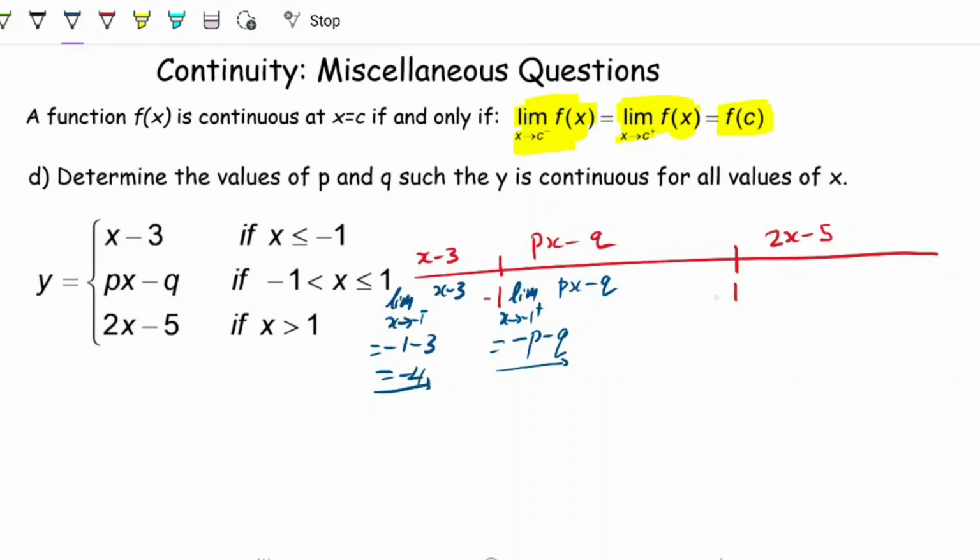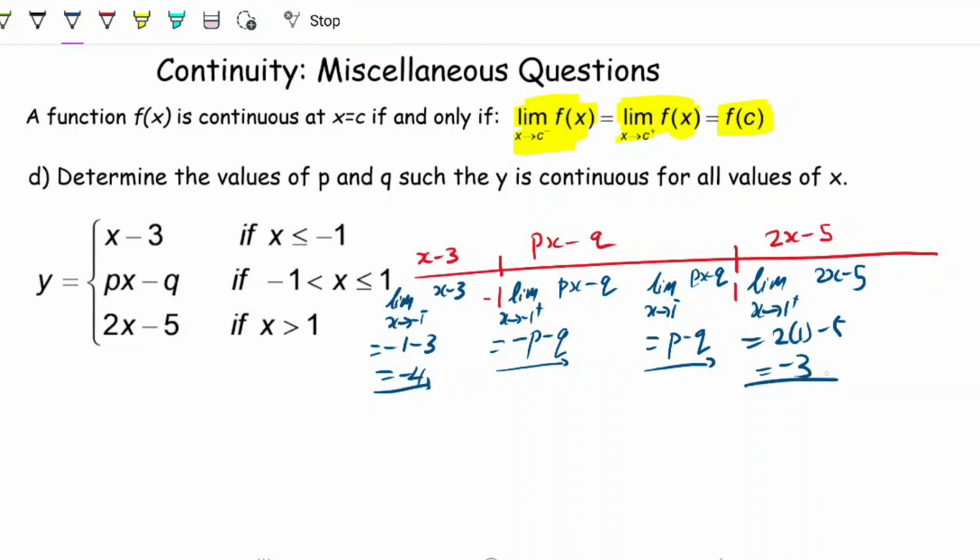Let us continue to the next function. If we're going to approach 1 from the left, we have the limit as x tends to 1 from the left. We meet up with this function again, and if we take the limit of that, we substitute 1 where x is, and we get p minus q. So that's what we get when we're going around 1. Another thing we want to do is approach 1 from the right. But now we meet this function. When we get to this function, we get 2 times 1 minus 5, giving us the answer of -3.